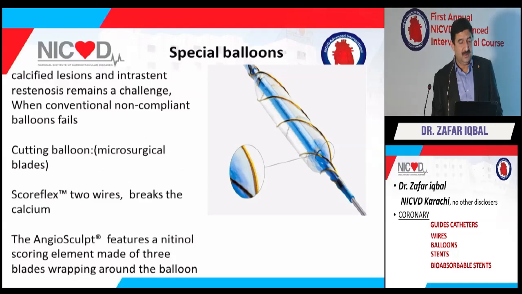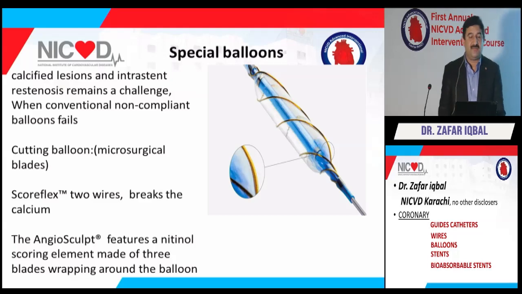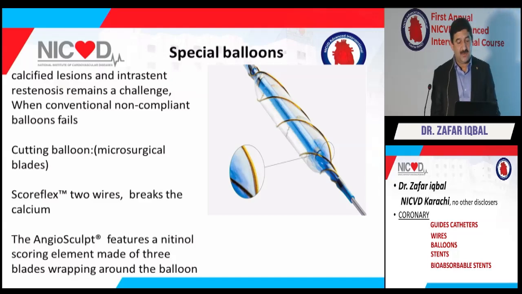There are special balloons. Talking about special balloons, we still have the challenge of very tough calcified lesions, and instent restenosis is also quite challenging because they have calcium and are slippery. So there are specialized balloons made for them, like cutting balloons with microsurgical blades around them to break that calcium. Scoreflex has 2 wires: one wire is fixed, the other is mobile, and the way it expands breaks the calcium in a very nice way. AngioSculpt is another balloon being used nowadays for the same purpose, with 3 blades wrapping around the balloon.